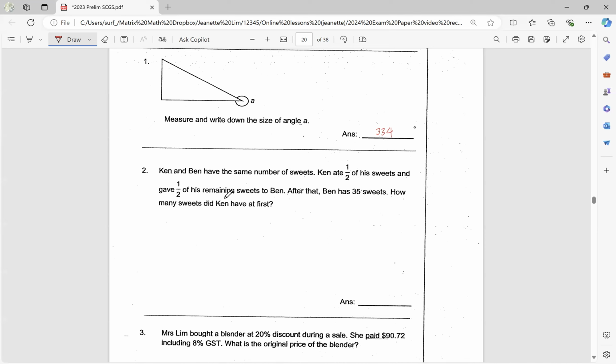Okay, question 2. Ken and Ben have the same number of sweets. Ken ate half of his sweets and gave half of his remaining sweets to Ben. After that, Ben has 35 sweets. How many sweets did Ken have at first? Okay, so since they have equal at first, let's start off with the model. Ken ate half, so we remove half.